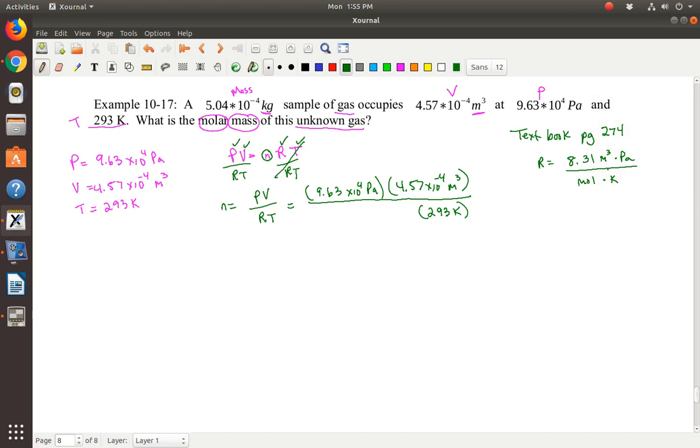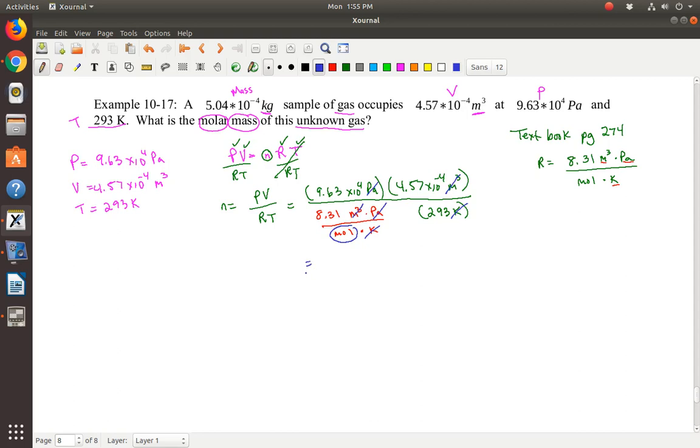We can just take this particular one that has all the units we need, meters cubed, pascals, and kelvins, and put it here. So we're going to have 8.31 meters cubed times pascals divided by moles times kelvins. Now, if you didn't find one that worked perfectly, you would have to do some unit conversions so that all the units end up working. So I'm going to cancel out units now. Kelvins and kelvins cancel. Pascals and pascals. Meters cubed and meters cubed. So moles is the only thing that's left.